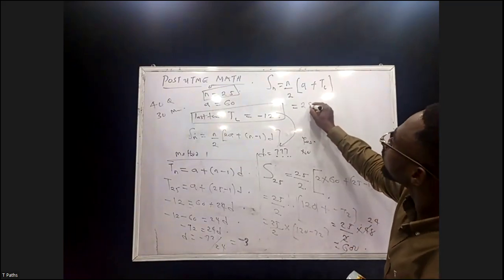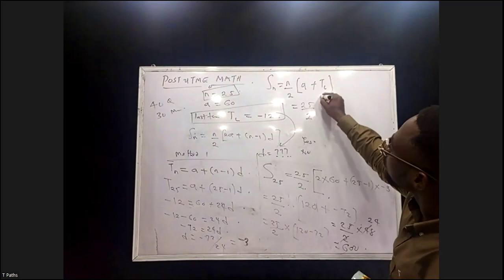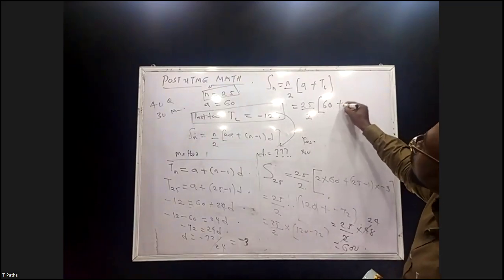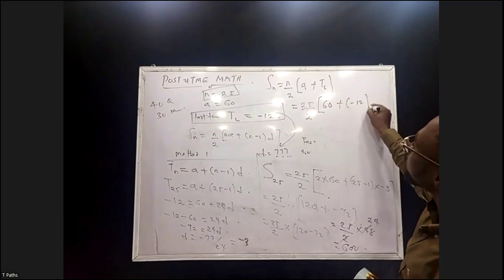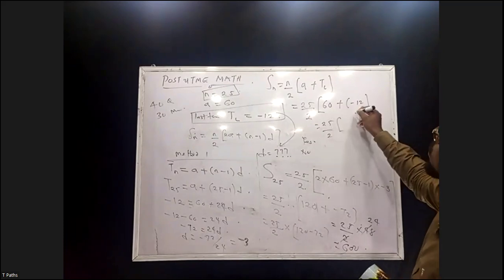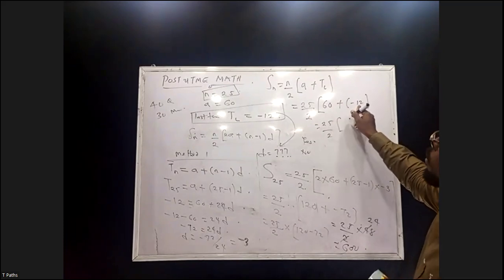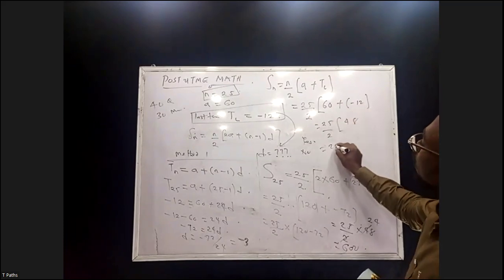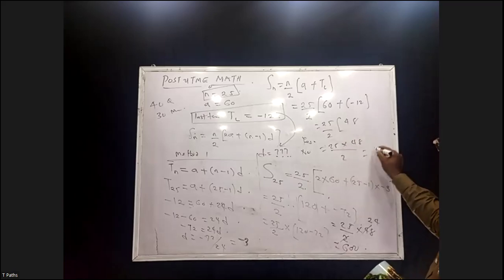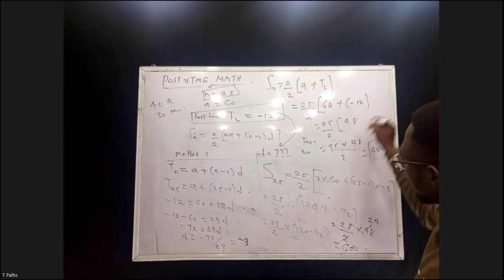So what do I have? 25 over 2 into bracket. What is the first term? 60 plus what is the last term? Minus 12. What do I now have? 25 over 2 into 60 minus 12, which is 48. What do I have? 25 times 48 over 2, which will still give you what? 600.